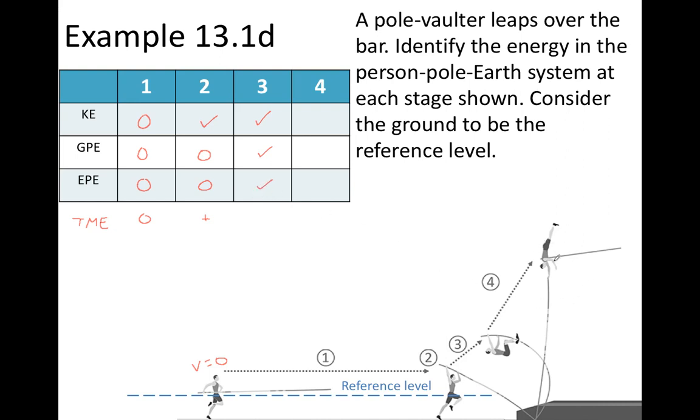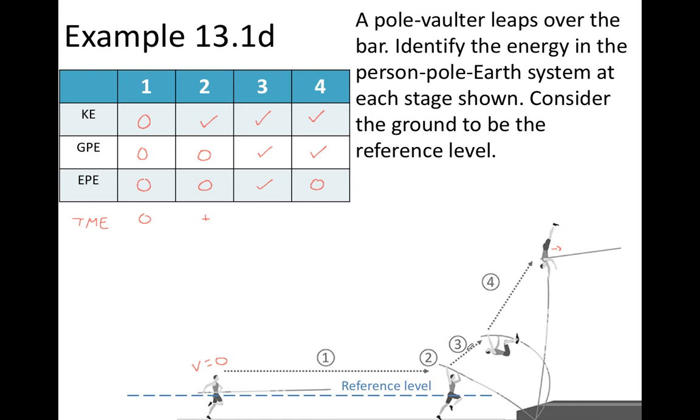And finally, at point four, this is where the pole vaulter hits his maximum height. And when he's still moving, he has to be moving a little bit to the side. So there is a little bit of kinetic energy. Here's where he will have a lot of gravitational potential energy. And at point four, you can see that the pole is now straight again. And so there is no elastic potential energy.